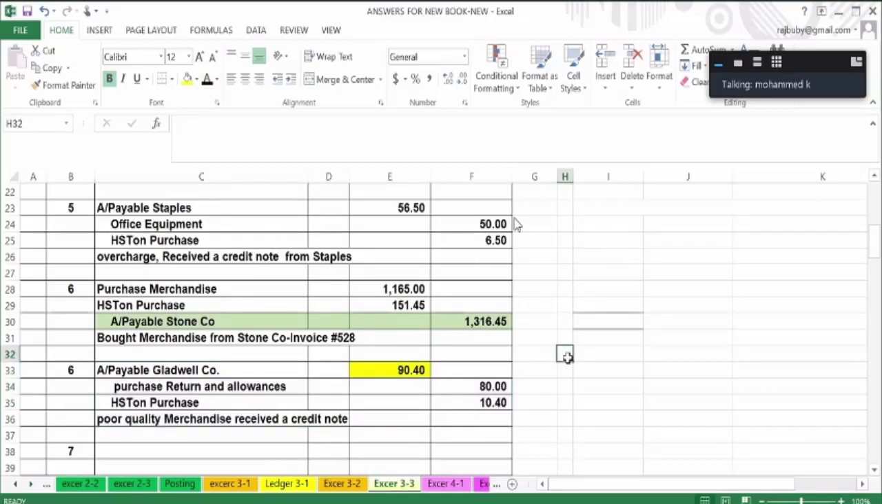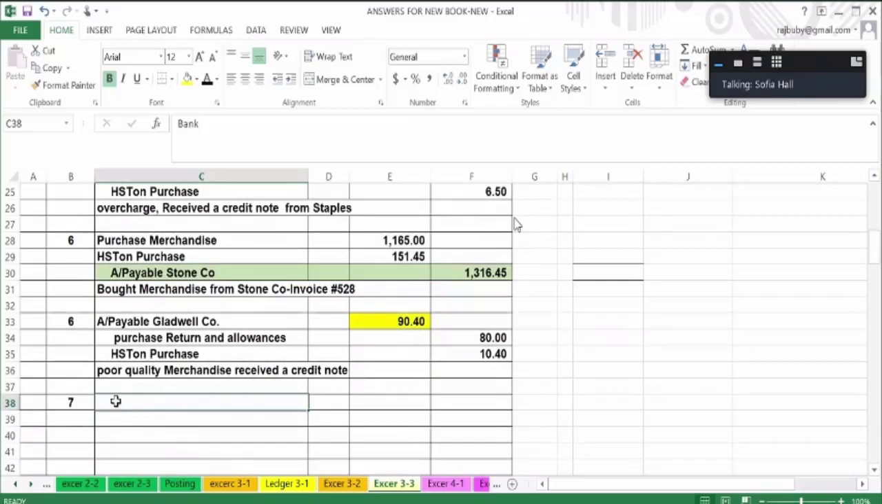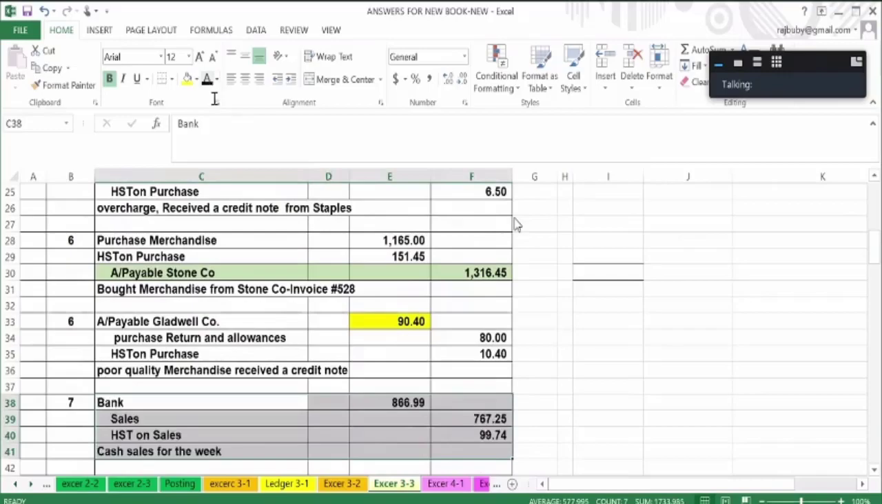January 7th. Cash sales for the week 767.25 plus HST of 99.74. So we're going to debit the bank account, and then we will credit sales and HST on sales.